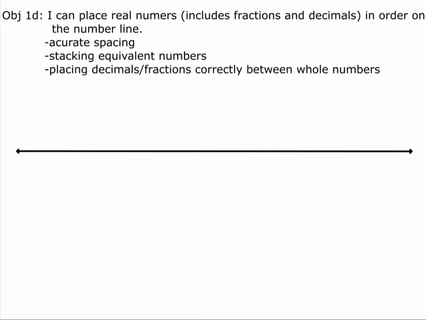Okay, our next objective, I can place real numbers, and this includes fractions and decimals, in order on the number line. And the important thing here is that you have accurate spacing, that you stack equivalent numbers, and that you place decimals and fractions correctly between the whole numbers. So let's go ahead and put a few numbers in here. Okay, let's start with 0, right there in the middle.